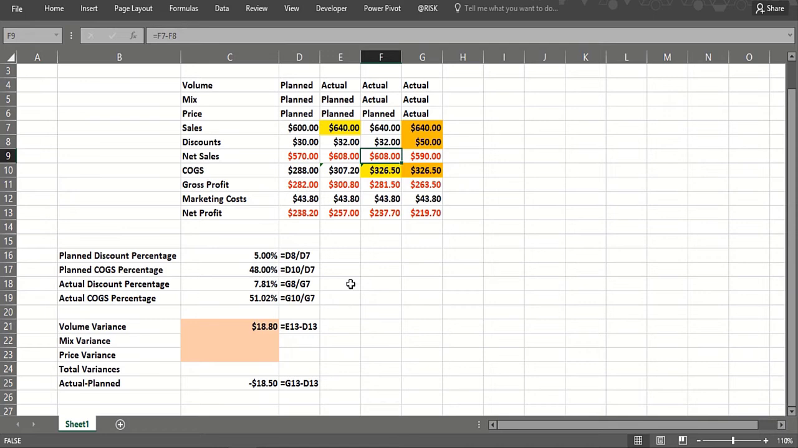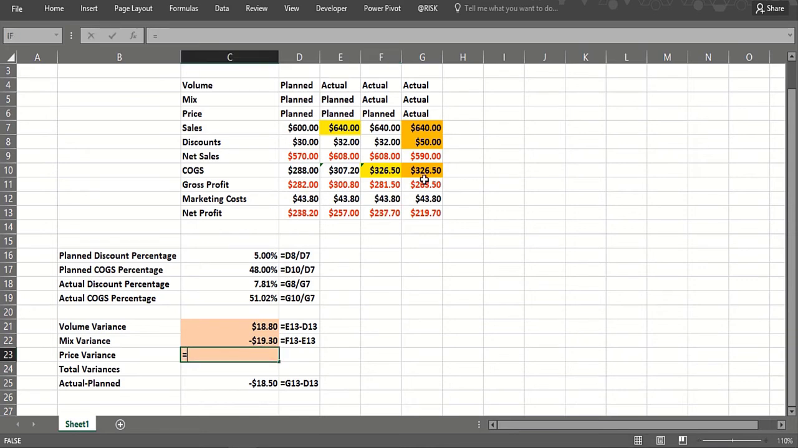Now we're down to 237.70, and so that was an unfavorable change. We went from $257 profit to 237.70. So that's going to hurt us by 19.30. We're already negative. Now what's going to be the final step here? Well, we go from 237.7 to 219.70.